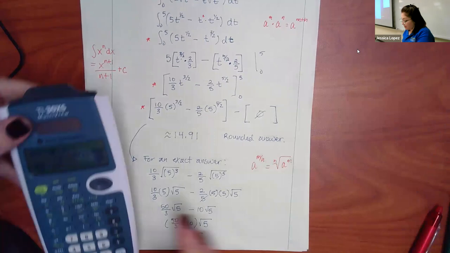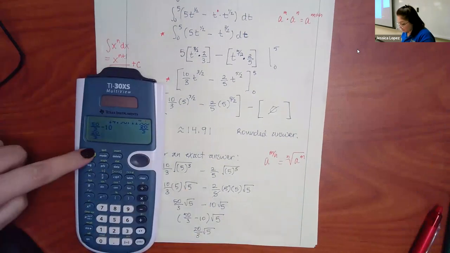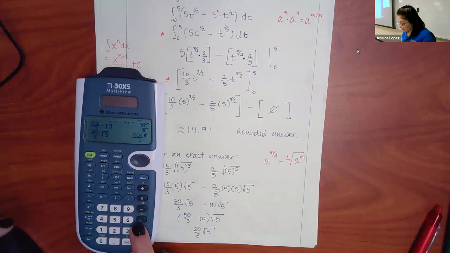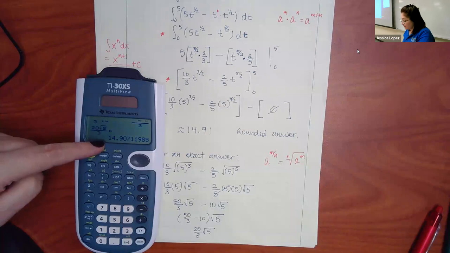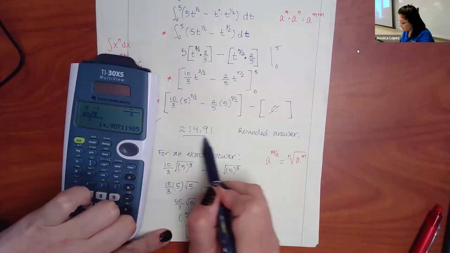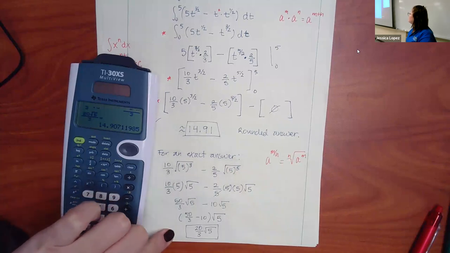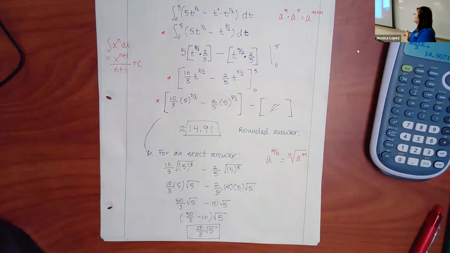And let's verify. If I were to have typed 20/3 times the square root of 5, is that the same thing as that 14 number? And it is, okay? But this is the exact answer versus this one being the rounded answer, okay? So I wanted you to have an example of how to work out that exact answer in case you don't remember all of those radical rules and exponent rules and all that good stuff, right?